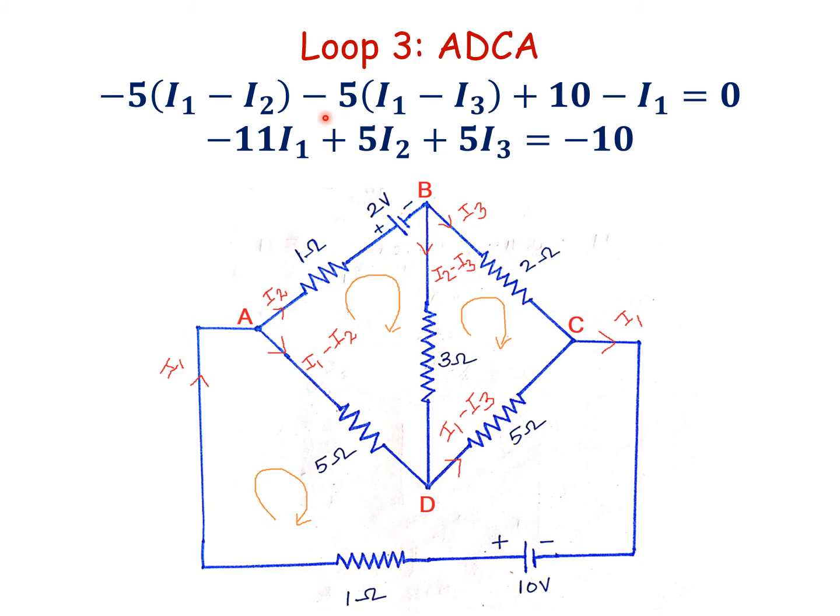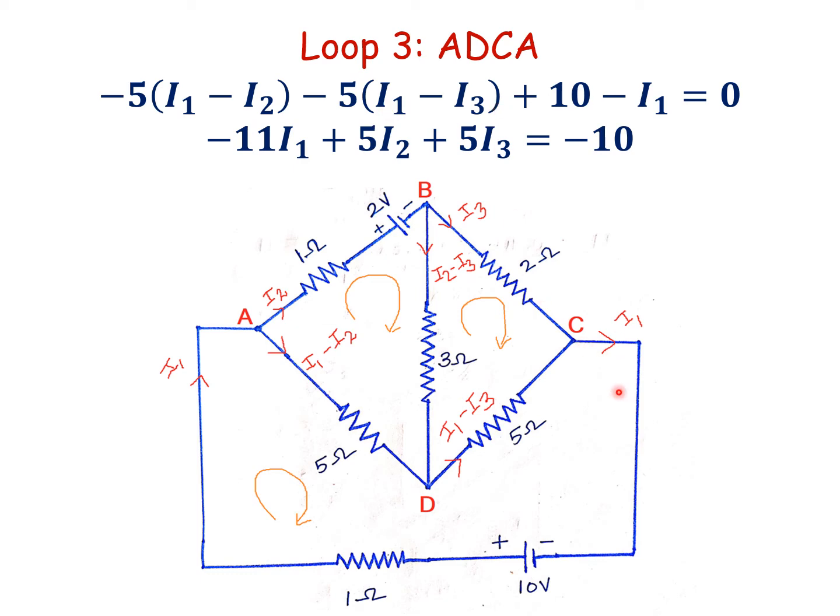Next consider the loop 3. A, D, C, A. So in this loop, first of all, I have to consider the 5 ohm resistance. Both the currents are in the same direction, so voltage drop, minus 5 into I1 minus I2. Here both the currents are in the same direction, again voltage drop, minus 5 into I1 minus I3.